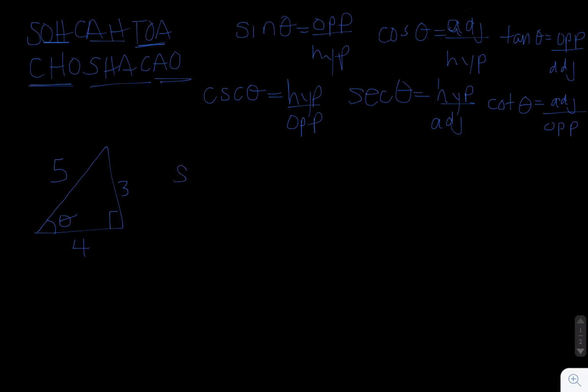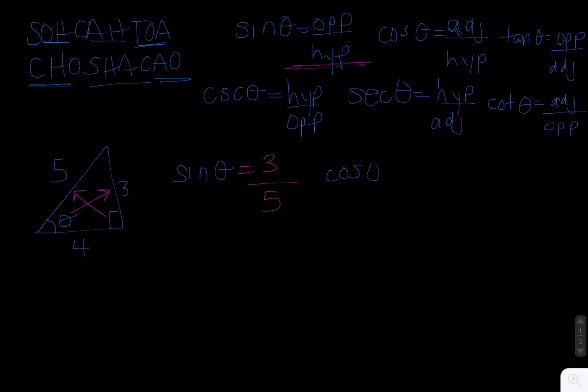Let's start with sine. Sine of theta, we said, is equal to the what? Opposite over hypotenuse. So if we're here at theta, what side is opposite? That's 3, right? What is our hypotenuse? It's opposite the right angle, so that's 5. So sine of theta is 3 over 5.